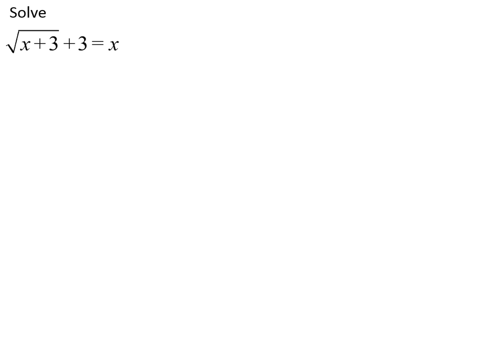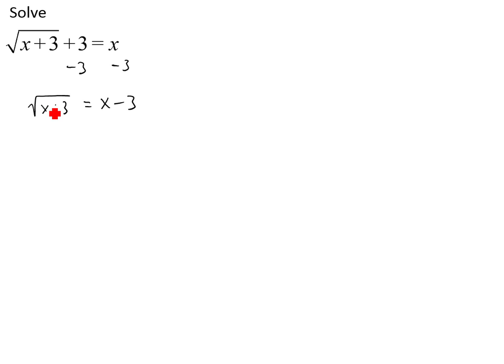To solve a radical equation like we have here, we need to start by getting that radical expression on one side by itself. So right now on the same side as the square root we have this other term of plus 3. So we want to move that to the other side by subtracting 3 from both sides. That's going to give us a square root of x plus 3 equals x minus 3.